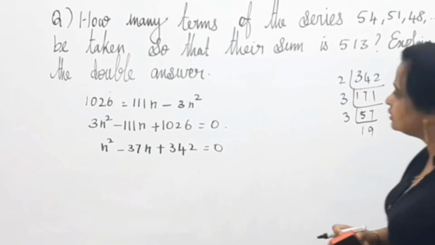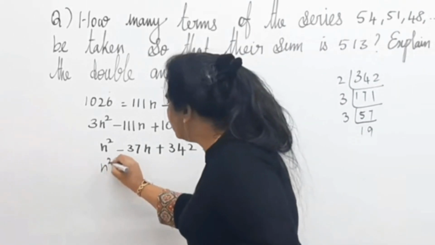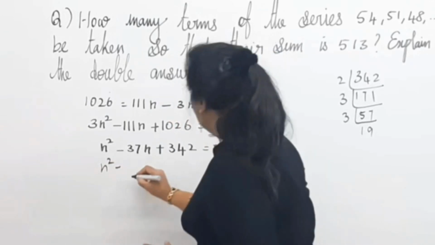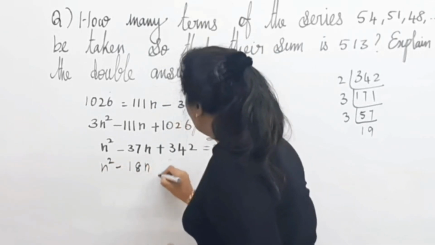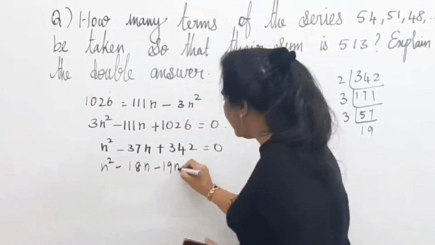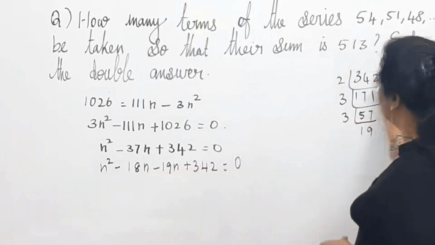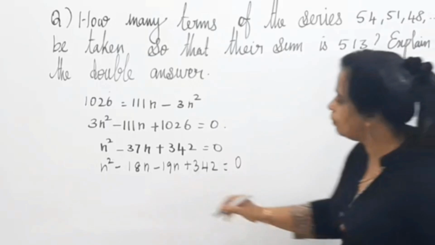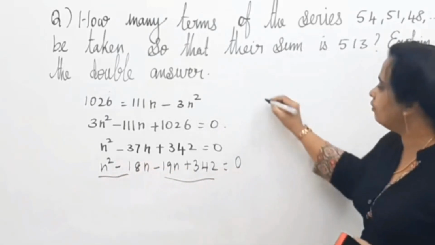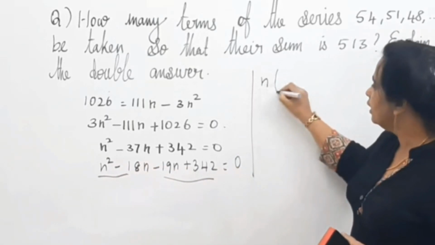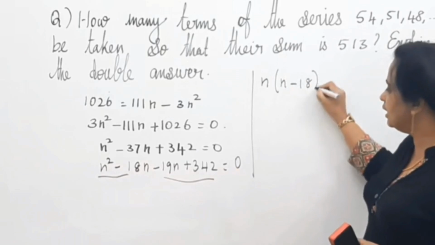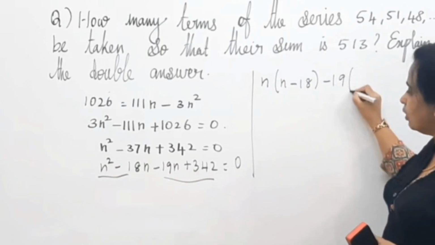So my factors are n squared minus 18n minus 19n plus 342 equal to 0. So I get my factors. Now by grouping, I would have n taken outside. I'm left with n minus 18, minus 19 taken outside.